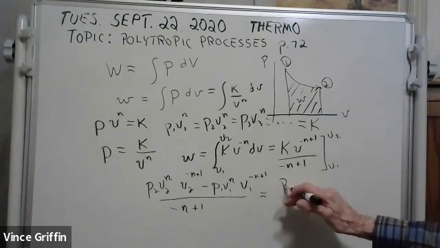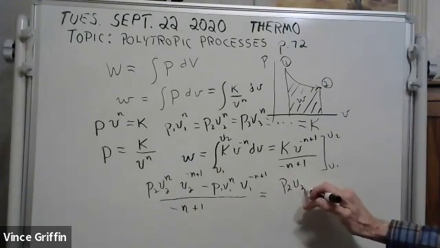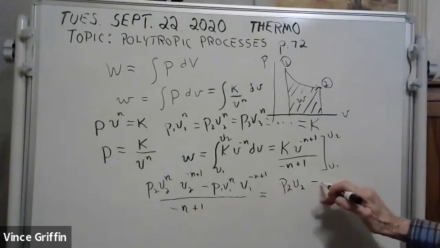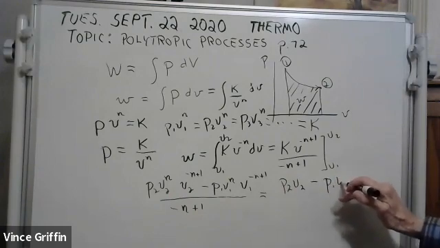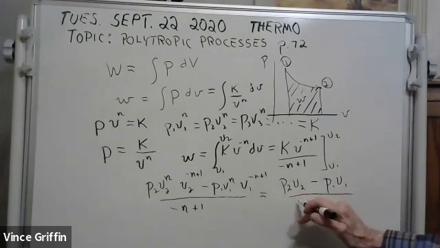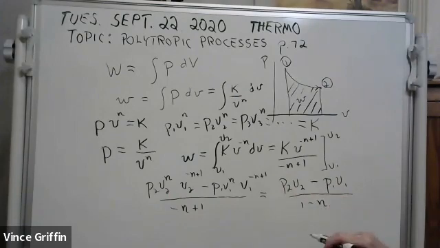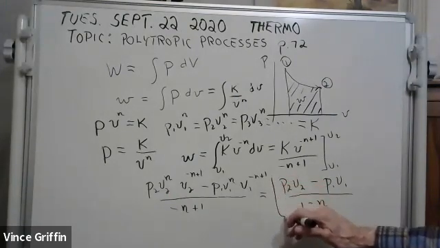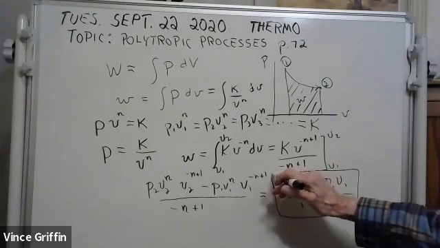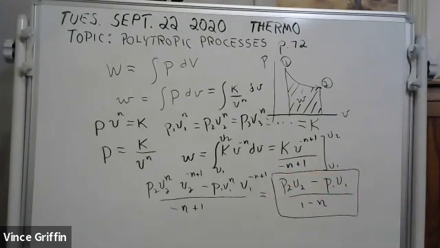You get P2 V2 minus P1 V1 all over 1 minus n. Bottom line. Box it up. Important equation. It's the equation for polytropic work per mass.